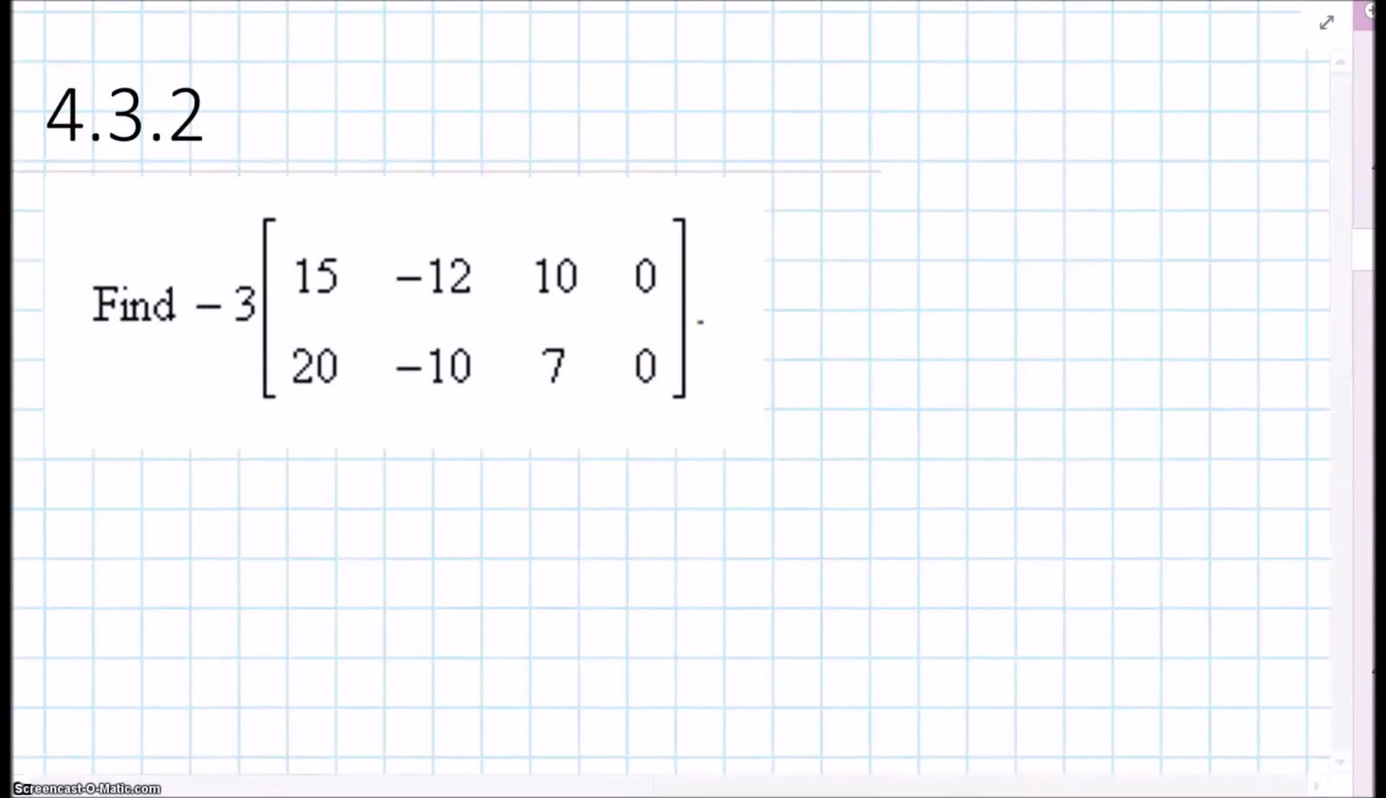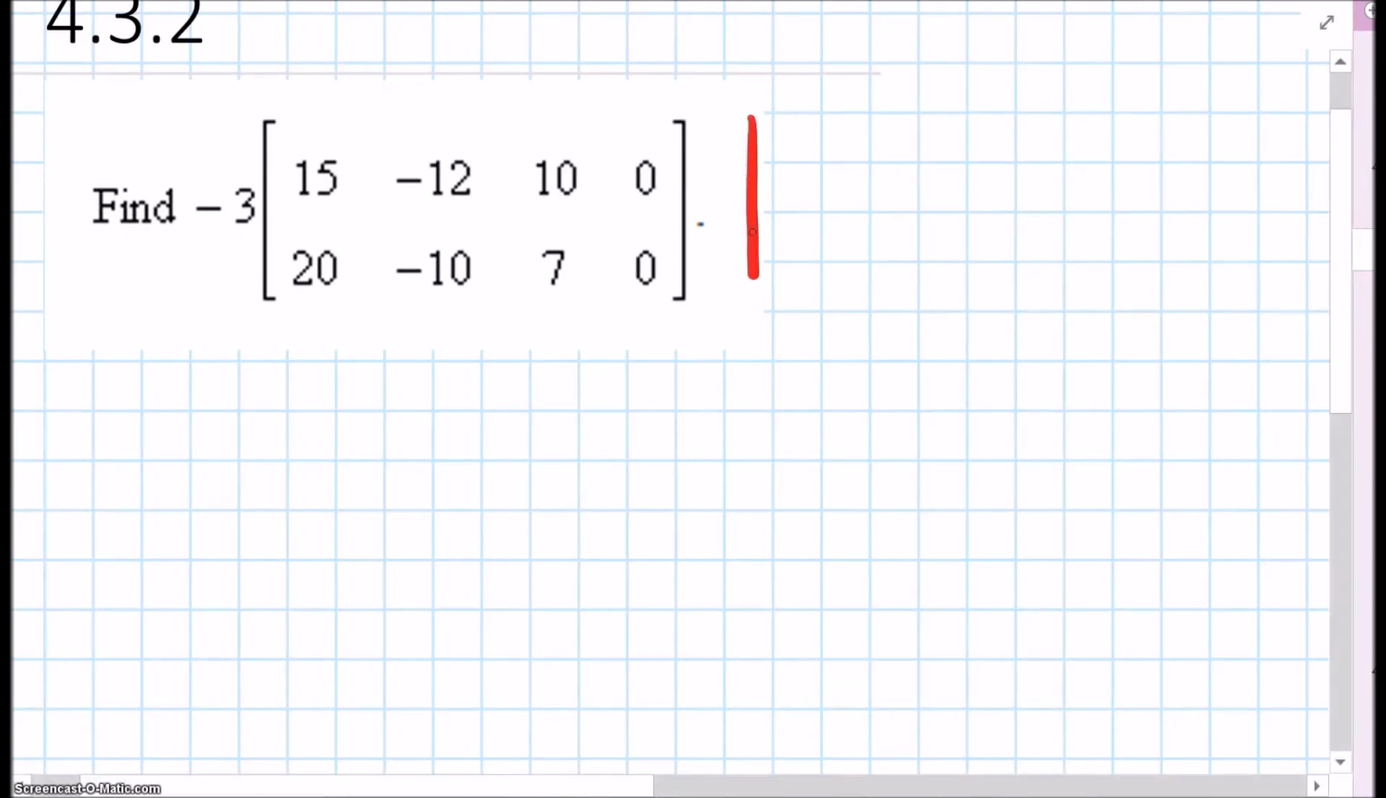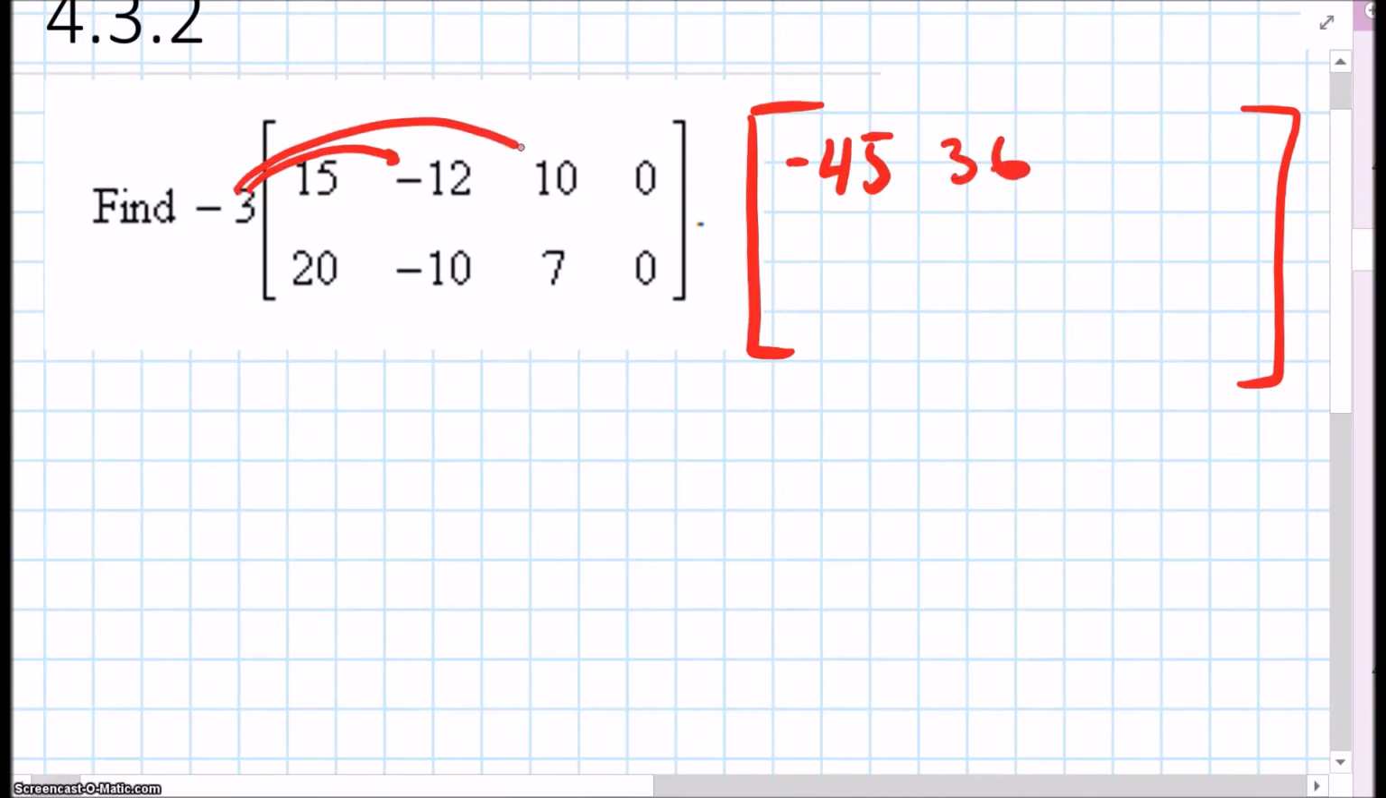Find -3 times this 2 by 4 matrix. We're just going to distribute that -3 to every element. So -3 times 15 is -45. -3 times -12 is 36. -3 times 10 is -30. And -3 times 0 is 0.